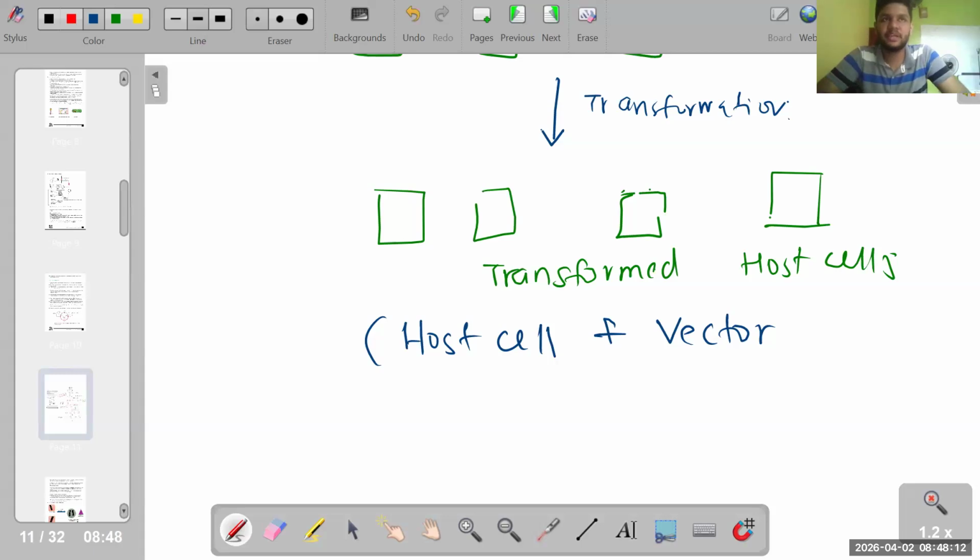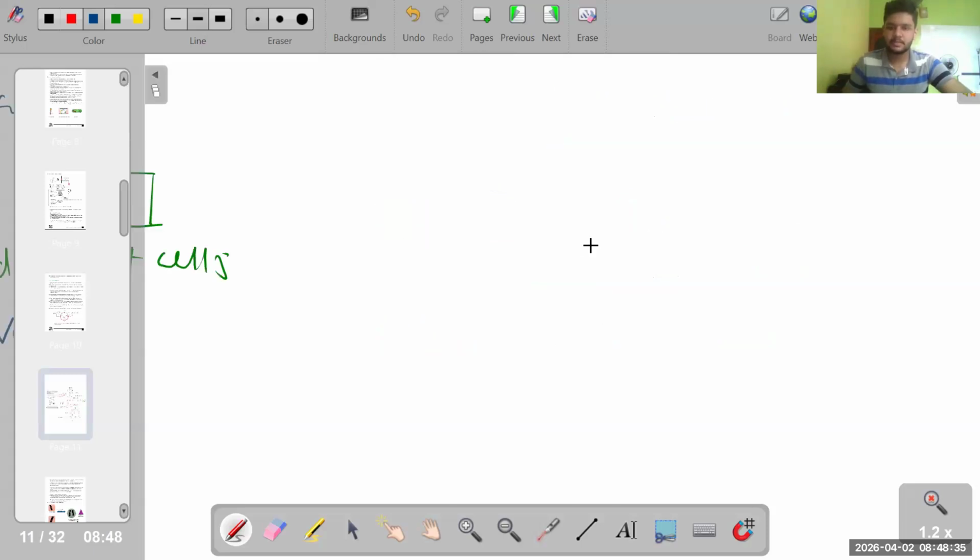Now, the thing we learned last week was we said that we take a vector, right? And we take a DNA of interest. There's a sequence of DNA, right? Now I have to join the vector and the DNA of interest. But how? The vector will be looking like this, and the DNA sequence will be looking like this. In this DNA sequence, I want only this sequence, right? So only this sequence is required.